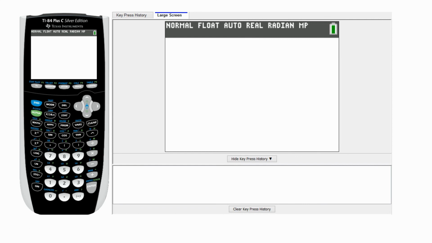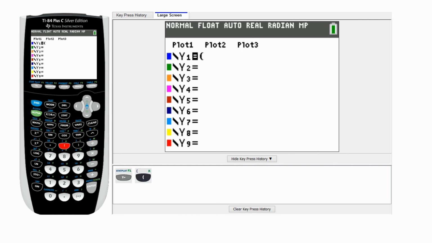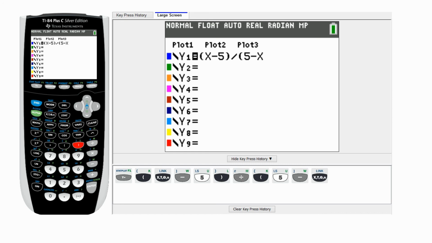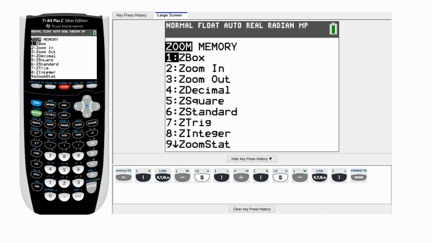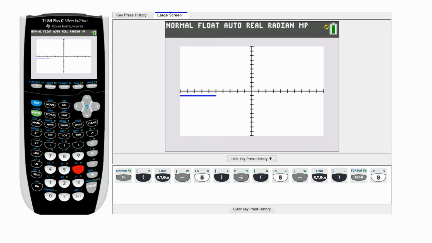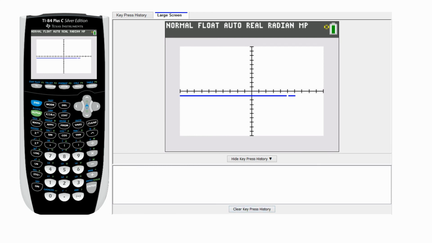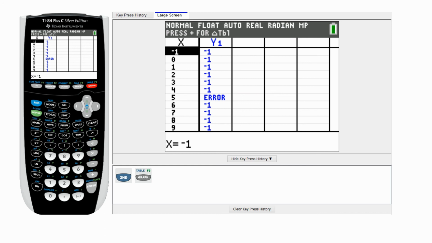So on the calculator, we want to go to y equals parenthesis x minus 5 close parenthesis divided by parenthesis 5 minus x close parenthesis. Zoom, and we want to go with 6 standard. Notice we have a straight line through negative 1, but right here we have a split. Going to our table, second graph, you'll notice where we had that split, 5, that's our error. So our excluded value is 5.